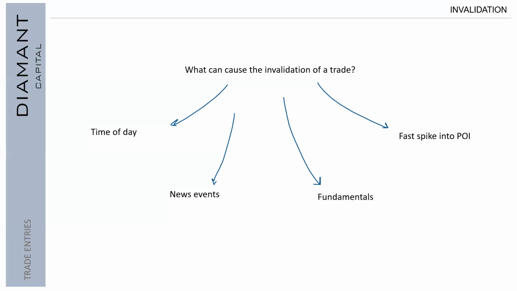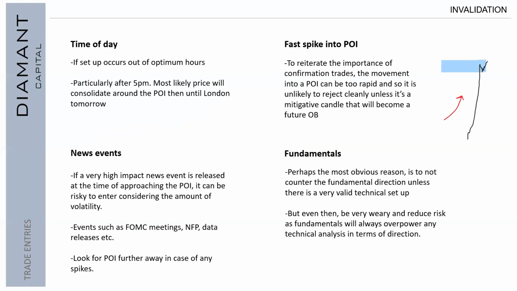You've got to think about the way price moves. Think back to our second video in the second section, time and price in the daily cycle. You've got to understand the Asian range: the consolidation, the London reversal, the fake move. Then you've got the New York, London overlap, which is the retracement. You've got to consider these things. Then news events as well, fundamentals, and then a fast spike into point of interest. This is something you'll come across when you're backtesting and even when you're trading. So yeah, time of day.